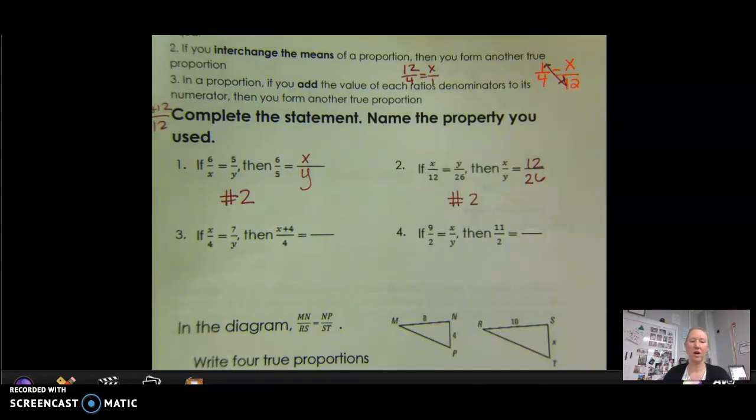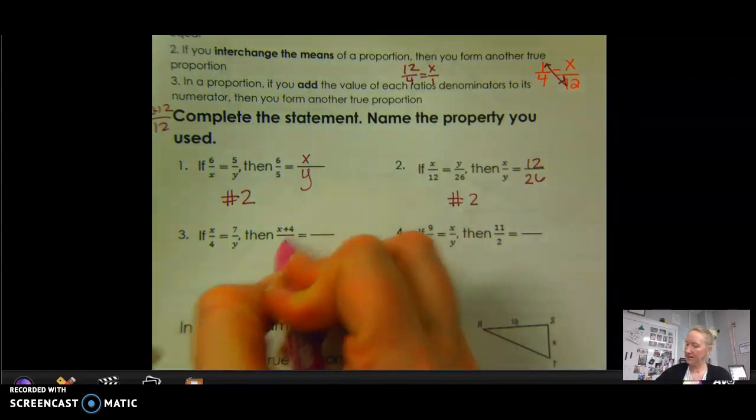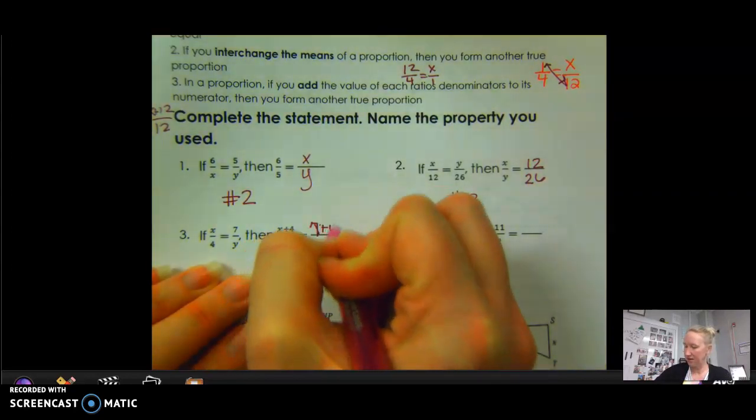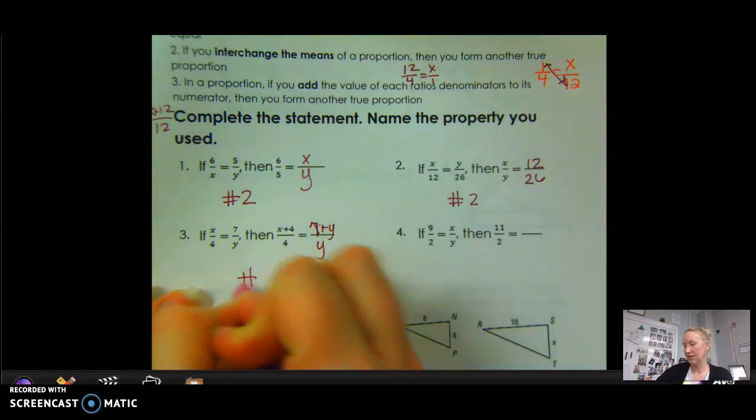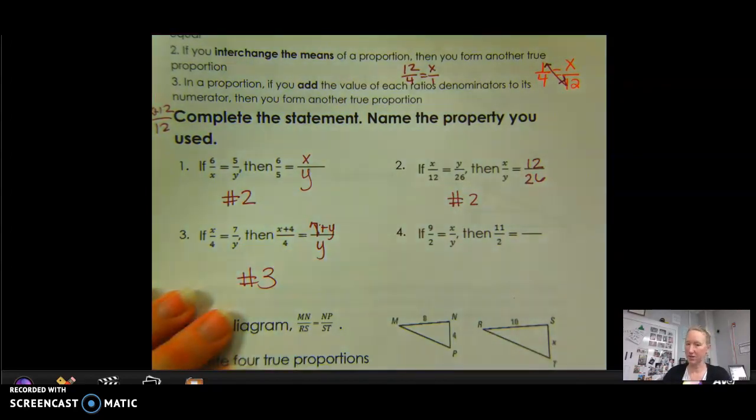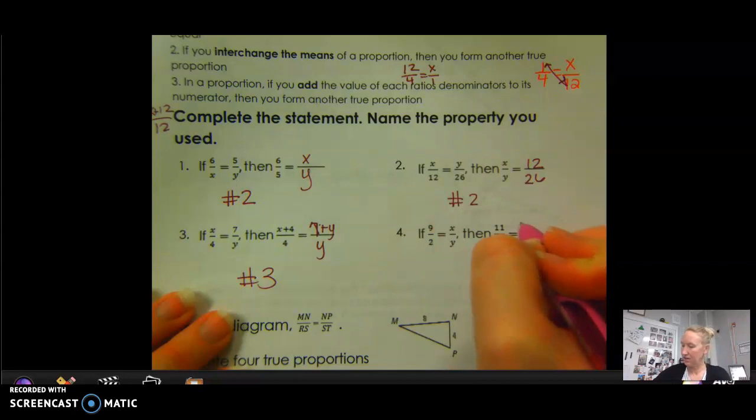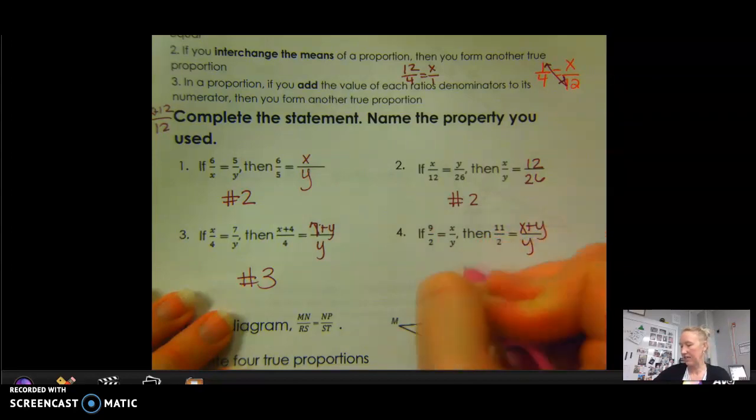x/4 equals 7/y. What they did was add that 4 to the top, so this would be 7 plus y/y. So that was number 3. They added the denominator to the numerator. If 9/2 is equal to x/y, 11 came from adding that 9 and the 2, so this would be x plus y/y, and again, that's number 3.